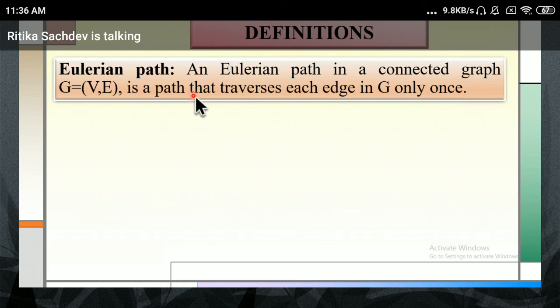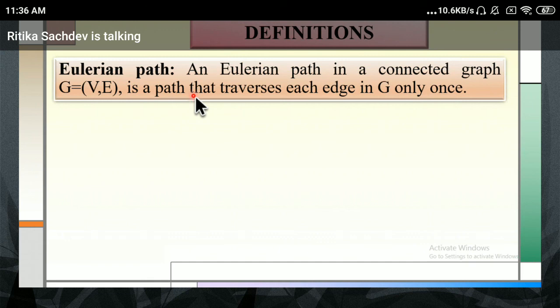I'll repeat what I said. In a path, you're supposed to go from one vertex to the other vertex, say V0 to V5. Whatever edges you take, you should take only once. But the Eulerian path says when you're going from V0 to V5, you have to go through all the edges only once. So if there are 5 or 10 edges in a graph, you should go through all the edges and reach there.